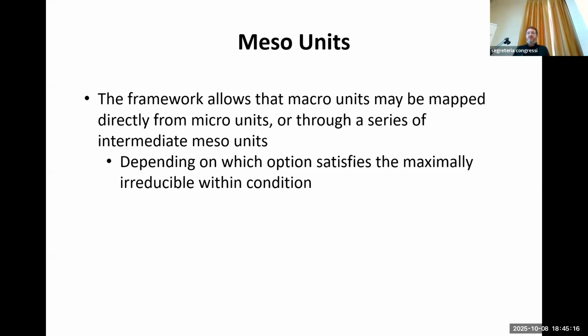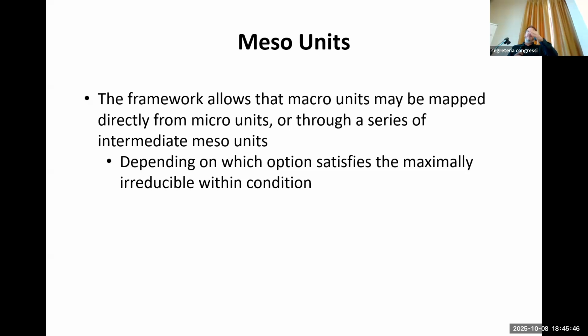All right, so within this framework, it allows that macro units can be made directly from micro units, but we can also have a series of intermediate meso units. Which way we build our macro units is now constrained by the framework. It depends which of these options satisfy maximally irreducible within. If the micro units beat the meso units, then I can't make the meso units and I can't use them to build a macro unit. I have to go right from micro to macro.